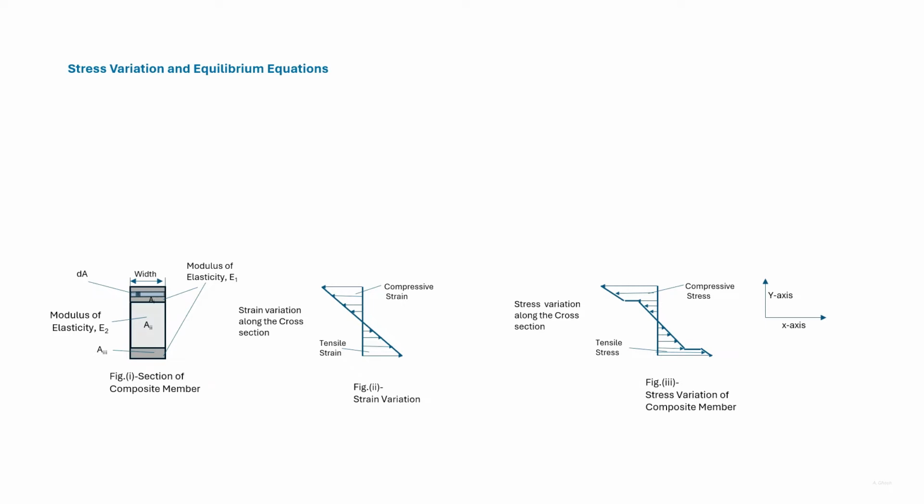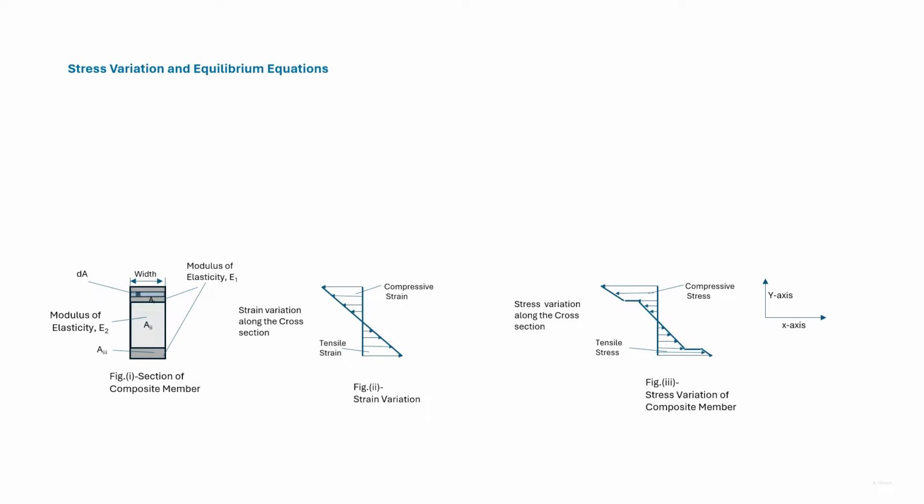Till now, the analysis of a composite member and a member made up of a single material when subjected to bending has matched. Thus, we have looked at curvature and strain, and in both cases, the analysis is similar. Now, we will look at stress variation and equilibrium equations, and we'll see that here the analysis differs.